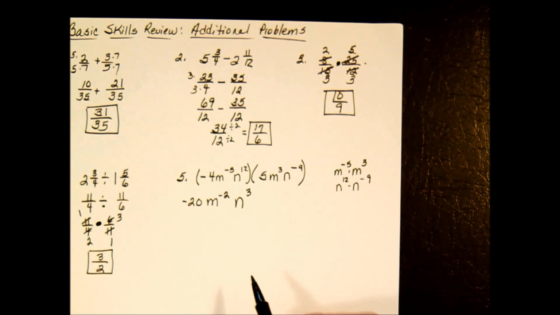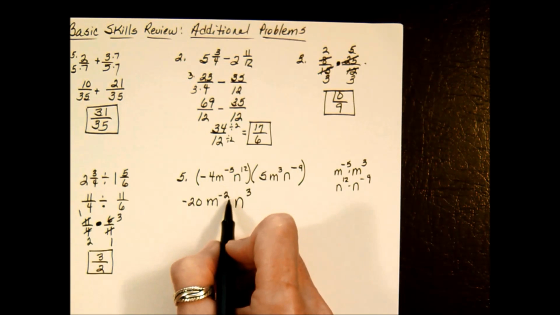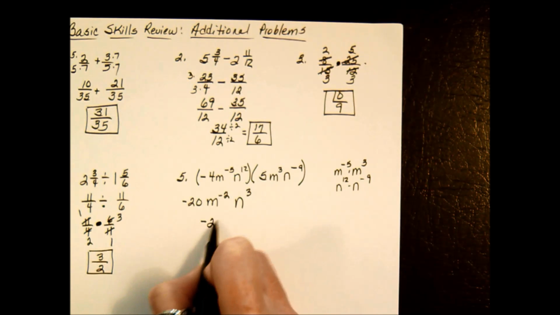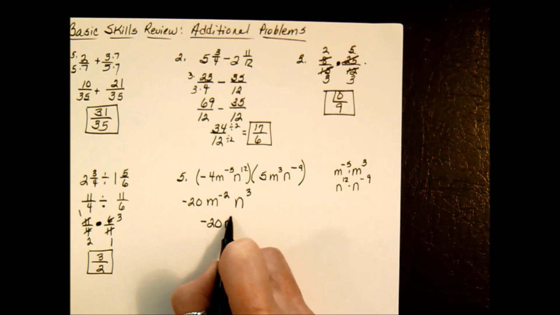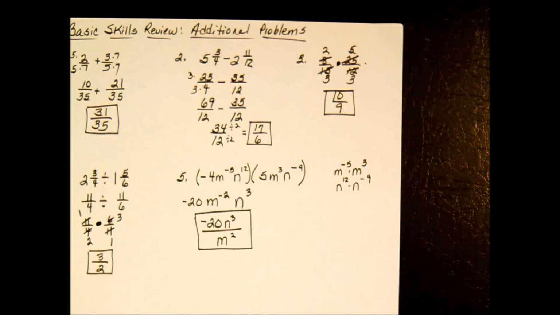Now we're not finished because the directions said to leave with positive exponents only. This is the one right here, the negative 2, whose base is unhappy. So we keep negative 20, we keep n to the 3rd, but m squared goes to the denominator and becomes positive.